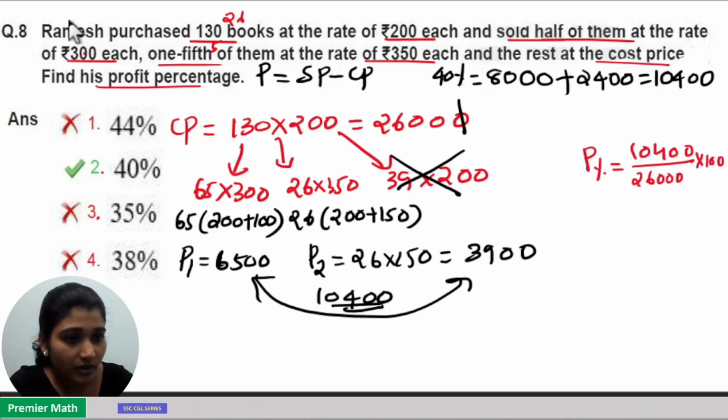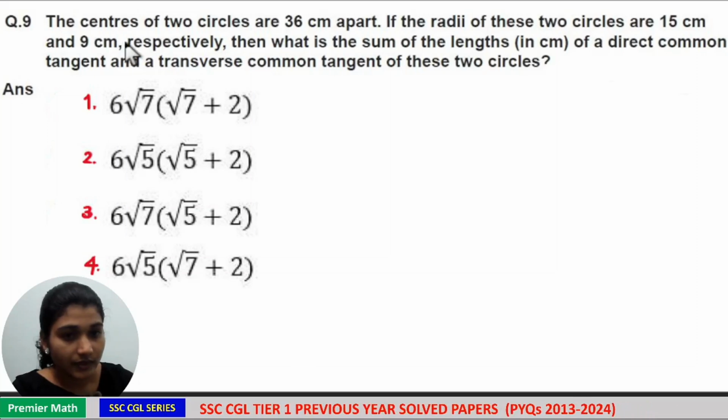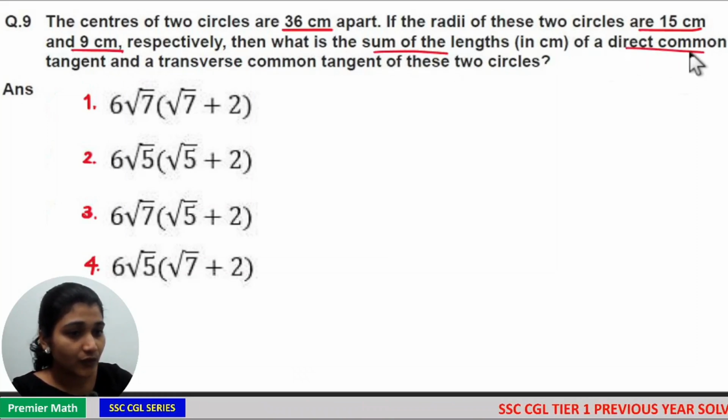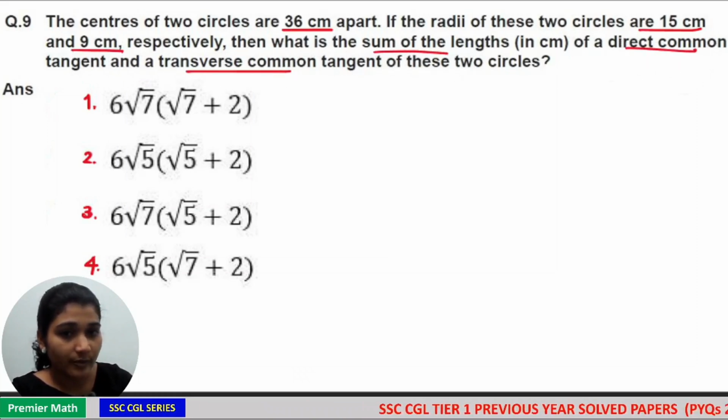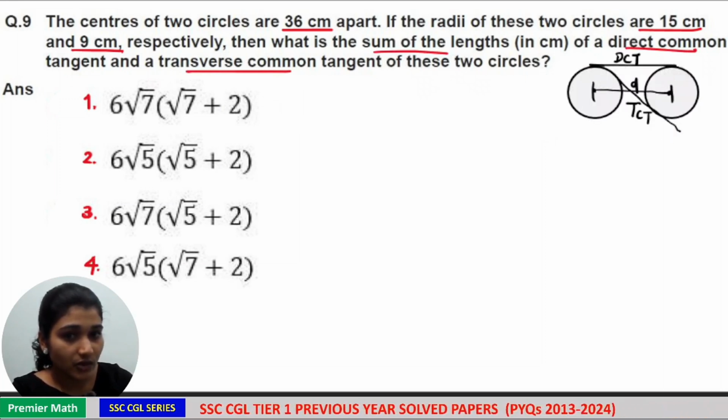Here, if you have that, just look at this. The centers of two circles are 36 cm apart. If radii of these two circles are 15 cm and 9 cm, then what is the sum of length of direct common tangent and transverse common tangent? Here, this is direct common tangent, this is transverse common tangent.